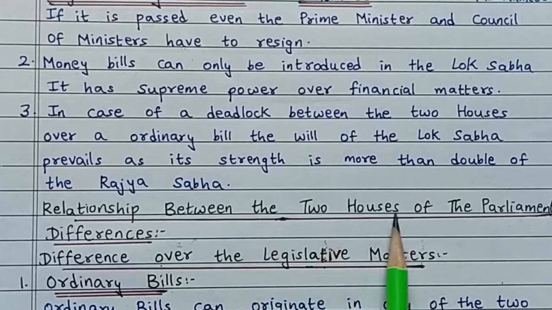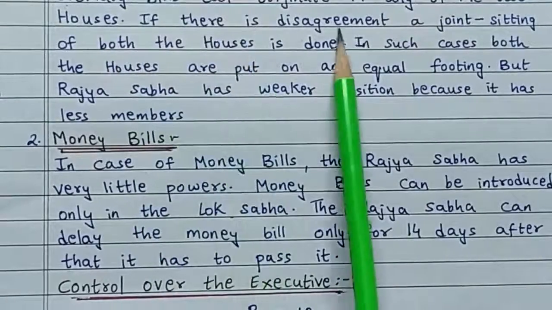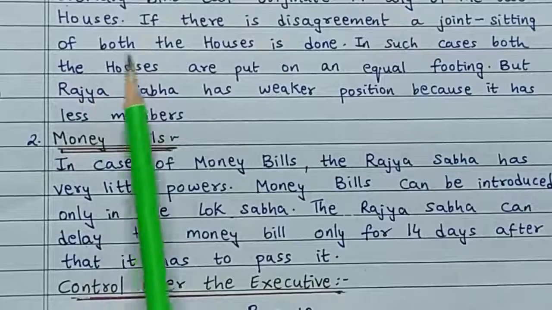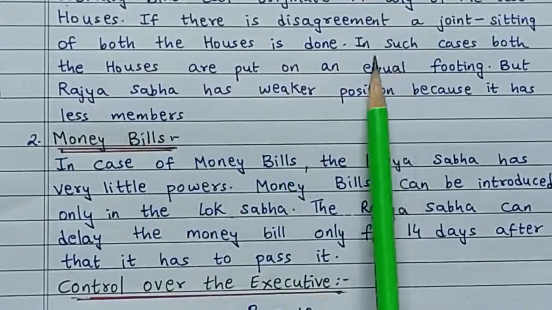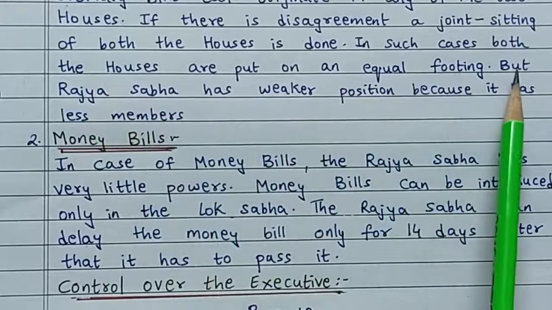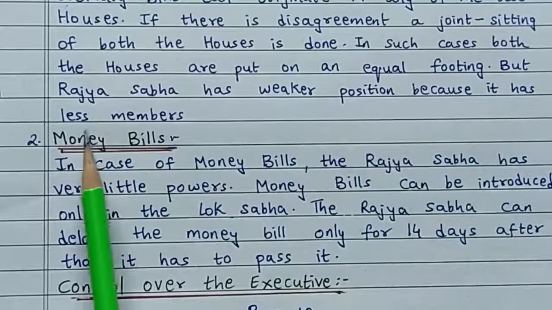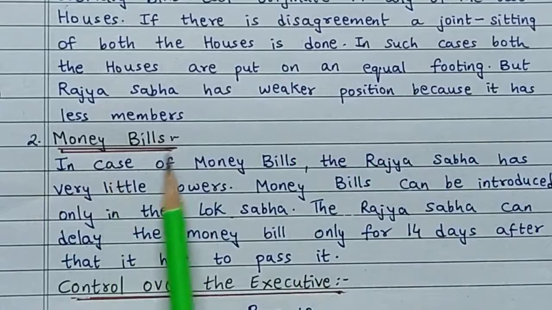Relationship between the 2 houses of the Parliament. Differences. Difference over the legislative matters. Number 1. Ordinary bills. Ordinary bills can originate in any of the 2 houses. If there is disagreement, a joint sitting of both the houses is done. In such cases, both the houses are put on an equal footing, but Rajya Sabha has a weaker position because it has fewer members.